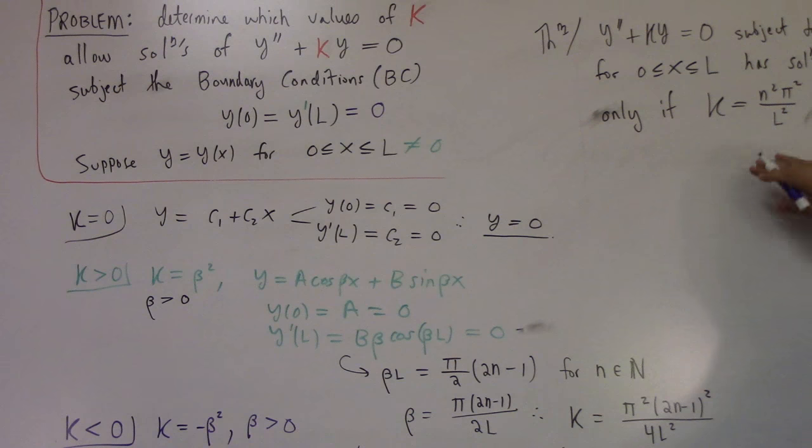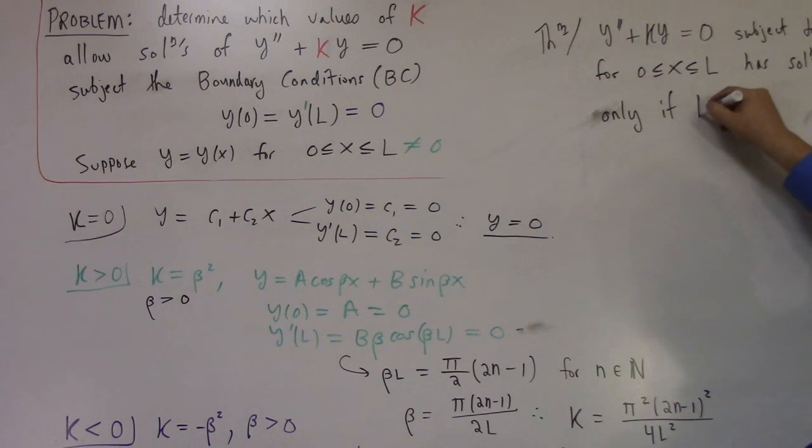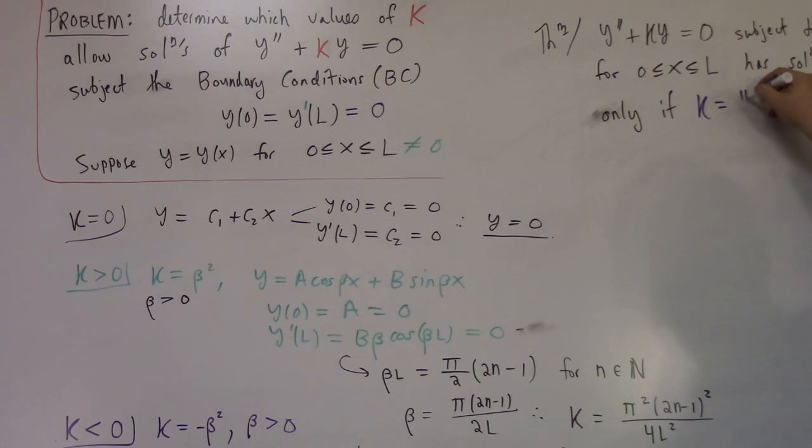And it's not k equals n squared pi squared over L squared now, it's what? It's pi squared times 2n minus 1 squared over 4L squared. And this is for n in the natural numbers. And this is my proposition, I believe 8.33.